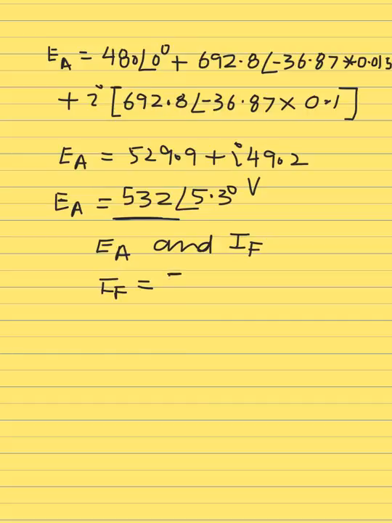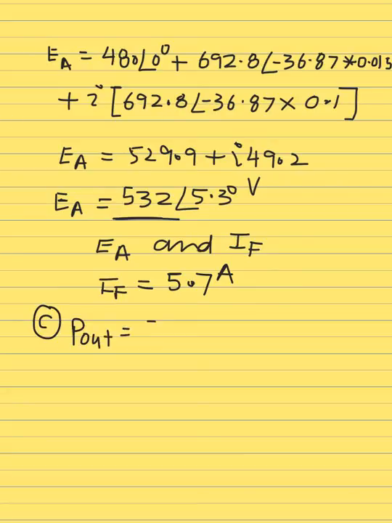So here we're going to say IF is 5.7 amperes. The next part of the question is asking how much power is the generator now supplying. How much power is supplied to the generator by the prime mover? What is the overall efficiency of the machine? So part C, it's looking for what power is supplied by the generator. So we're looking for P out.